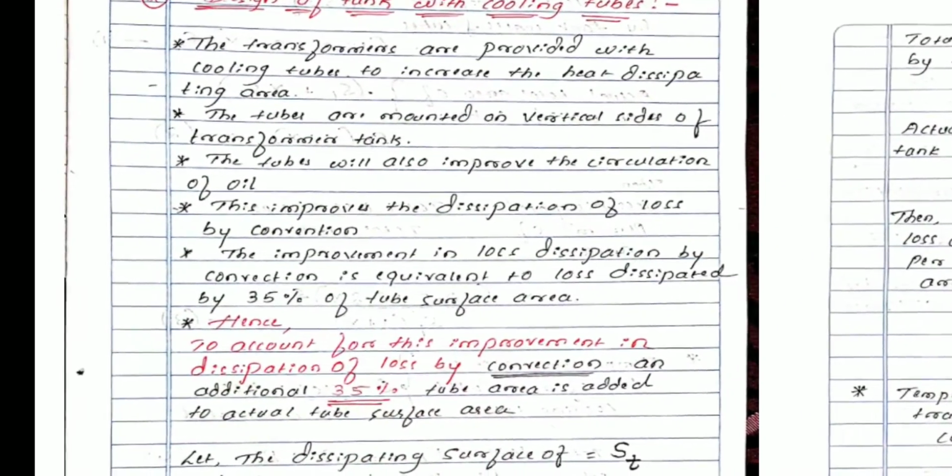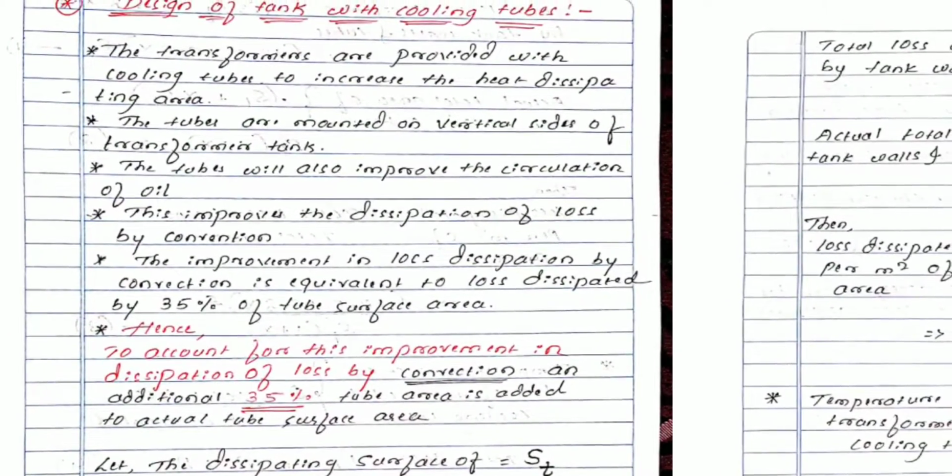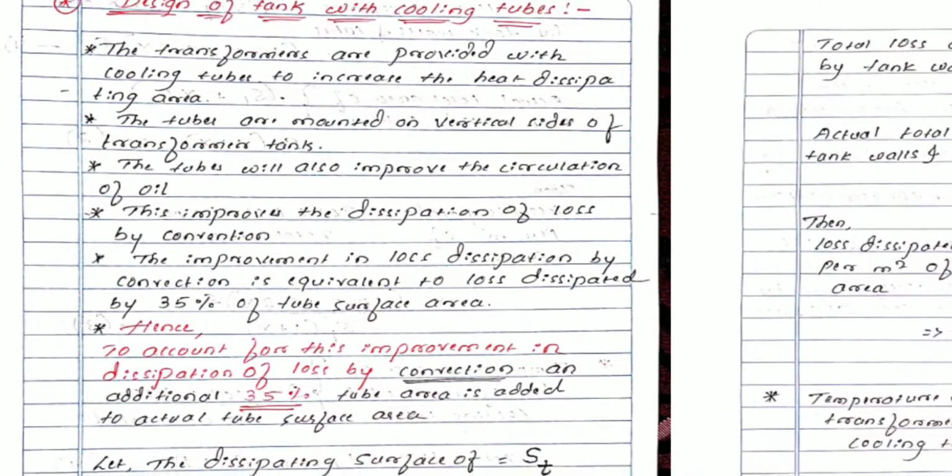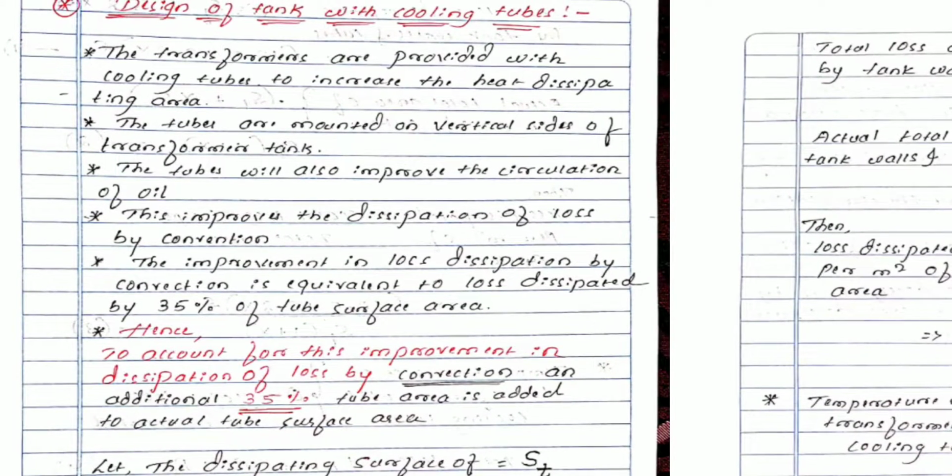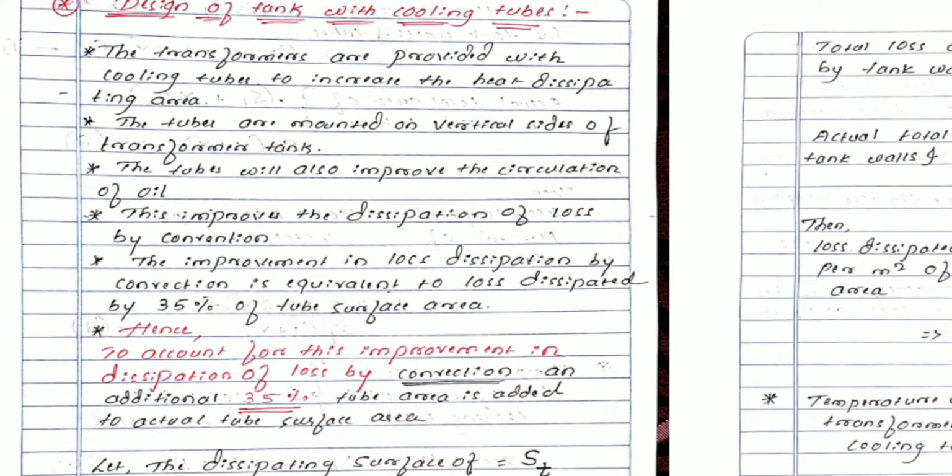Convection process, as I told, is nothing but the transferring of heat from one place to another by the movement of fluids. The fluid here is the oil. So this is the reason the improvement in loss dissipation by the convection process is equivalent to the loss dissipated by 35% of the total tube surface area.